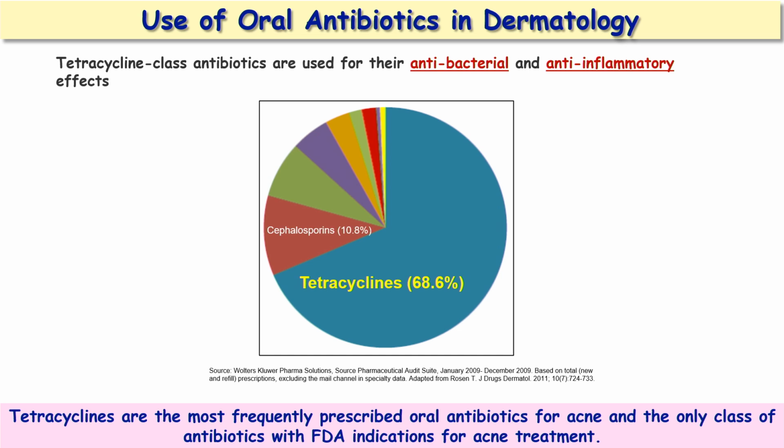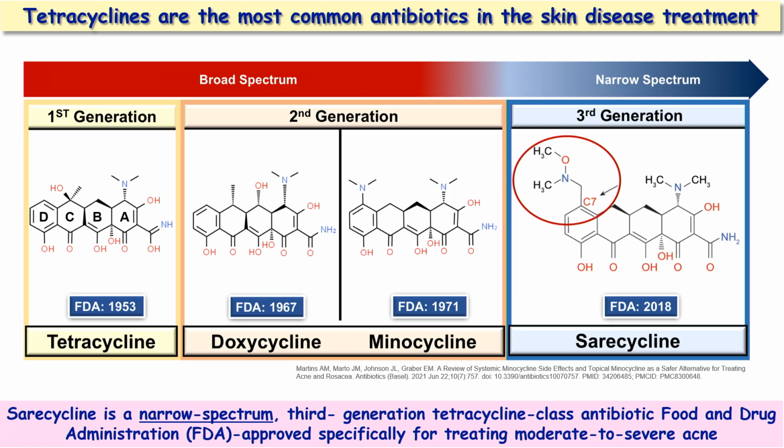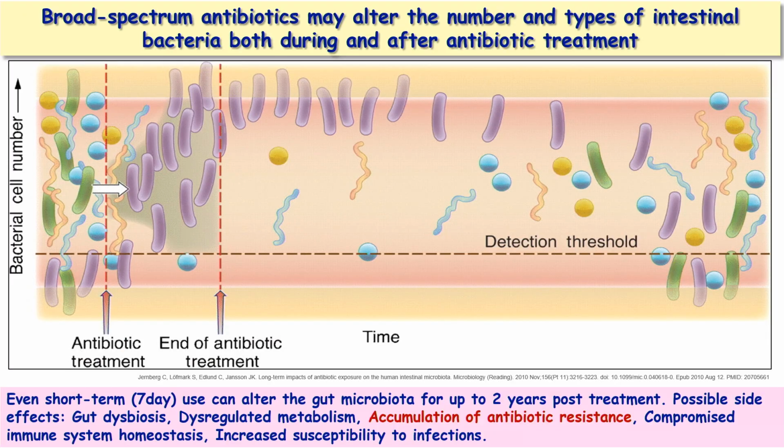Tetracyclines are the most frequently prescribed antibiotics by dermatologists, and they are known for their antibacterial and anti-inflammatory effects. There are 3 generations of tetracyclines, and you can see that the 3rd generation took a long time to come to the market. Today, we will focus on sarecycline. It has a modification in the C7 position because it's the first known tetracycline which has narrow-spectrum activity.